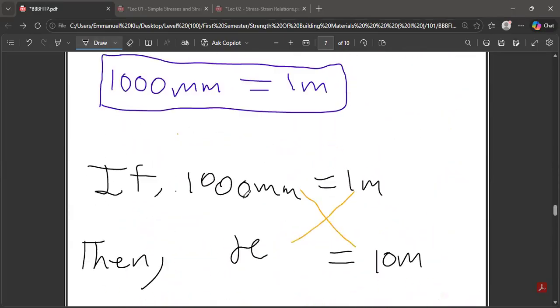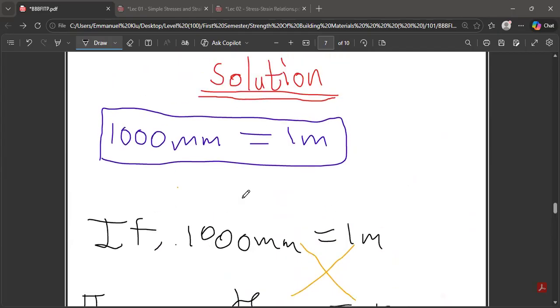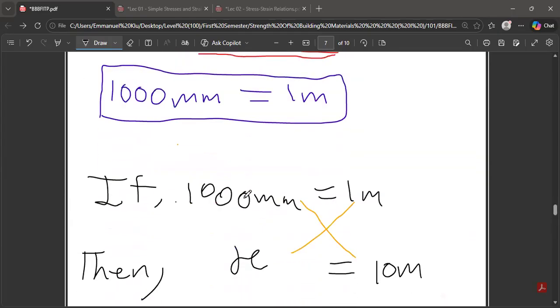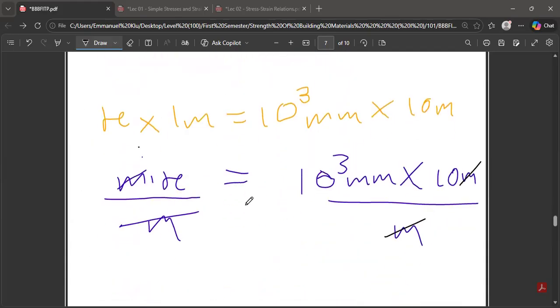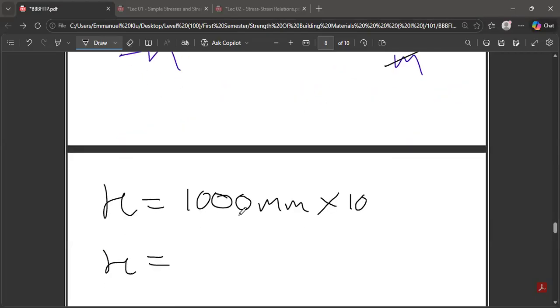That'll be 10,000, since it is 4 zeros. It will be 10 exponent 3, 10,000. Yeah, so that'll be 10,000.